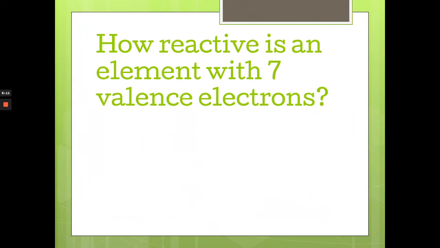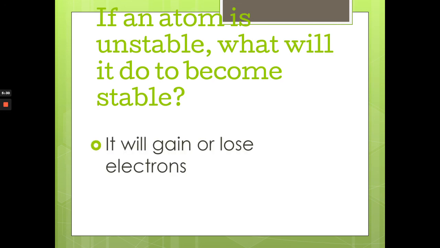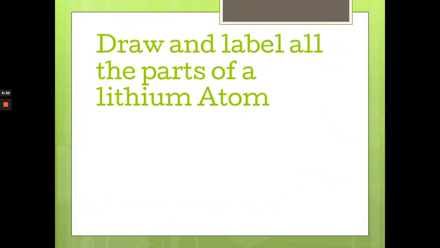How reactive is an element with 7 valence electrons? Very, very, very extremely reactive. Remember, 1 and 7 are the most reactive. If an atom is unstable, what will it do to become stable? So if an atom doesn't have the same number of protons and electrons, it is going to gain or lose electrons to become stable.